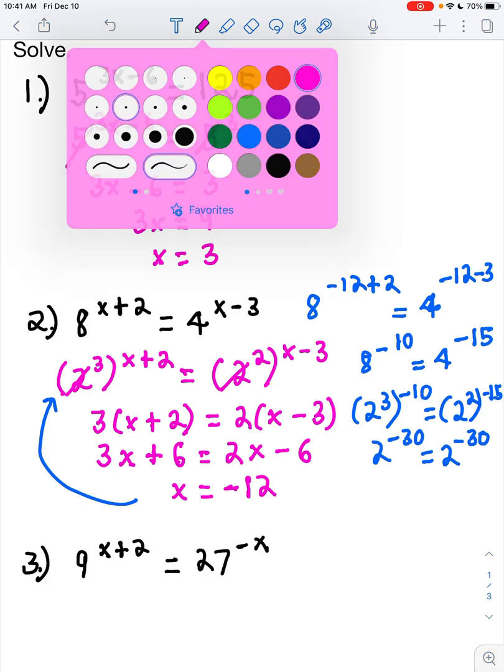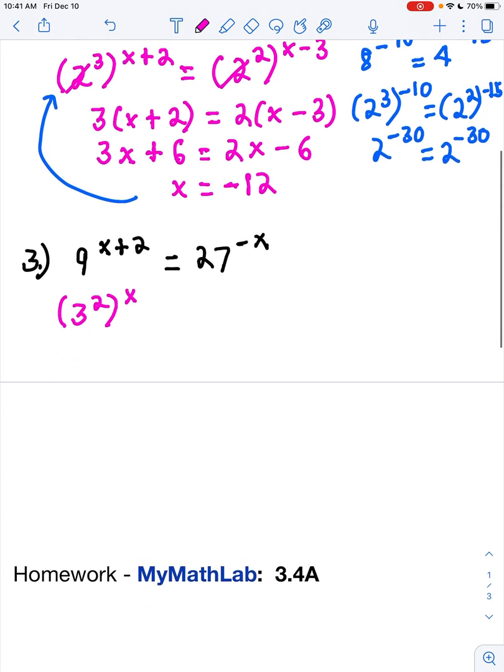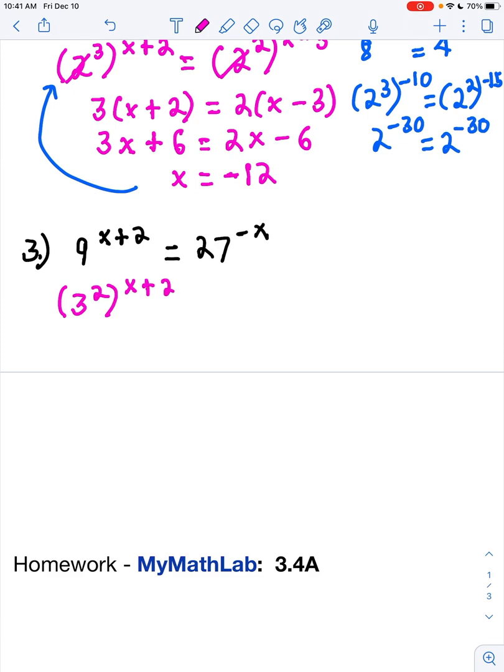All right, one more example, just 3 examples. Let me go down to example 3. I have 9 raised to the x plus 2 equals 27 raised to the negative x. Again, you want to think, is there a common base that I could use to express both sides? And both 9 and 27, when I think of powers, could be written as a power of the base 3. So 9 is, of course, 3 squared, which would be raised to the x plus 2. And 27 could be written as 3 cubed raised to the negative x.